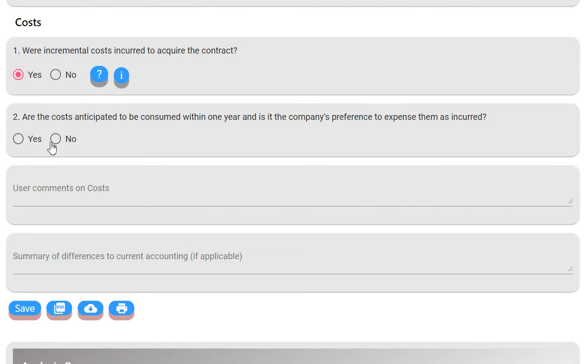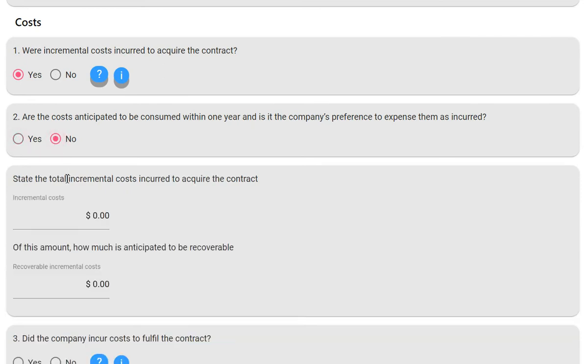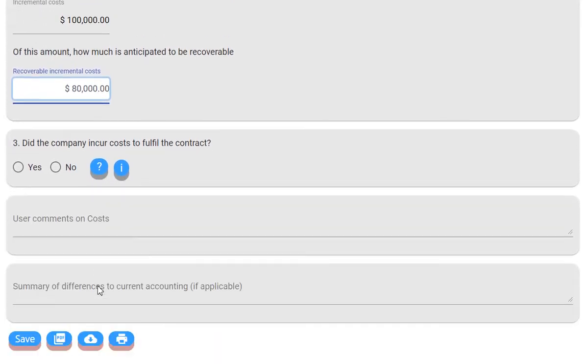If you say yes, then you move to the next aspect of cost, which is fulfillment costs. But if you said no, then you're going to be asked to state what the incremental costs were. Let's just say, for purpose of this analysis, it was $100,000. You're also now asked, of that amount, how much is anticipated to be recoverable? For purpose of analysis, let's say $80,000. The reason you're being asked this is because the amount you can put on your balance sheet is limited to the amount that would actually be recoverable.